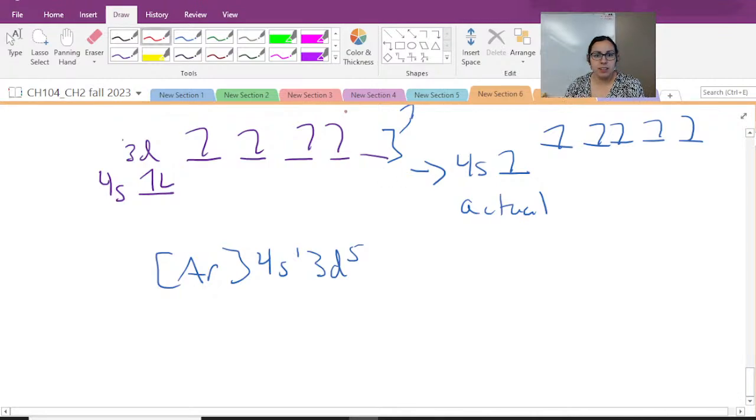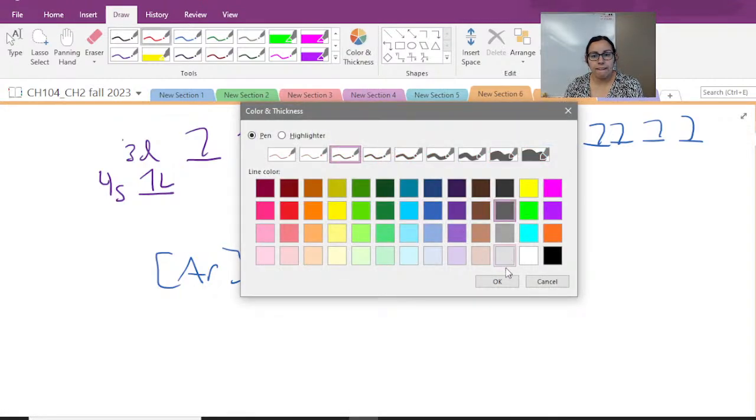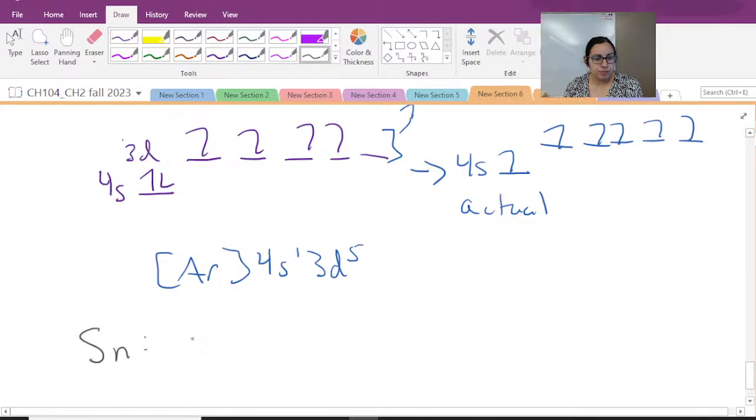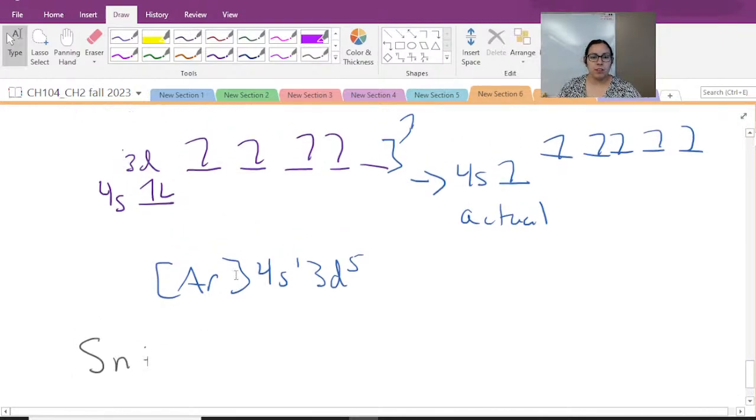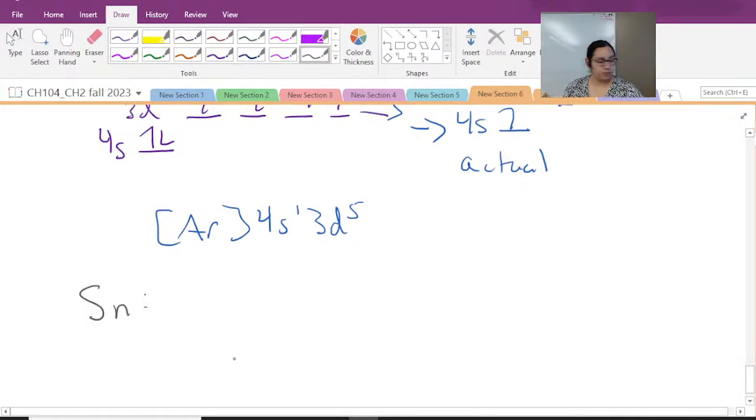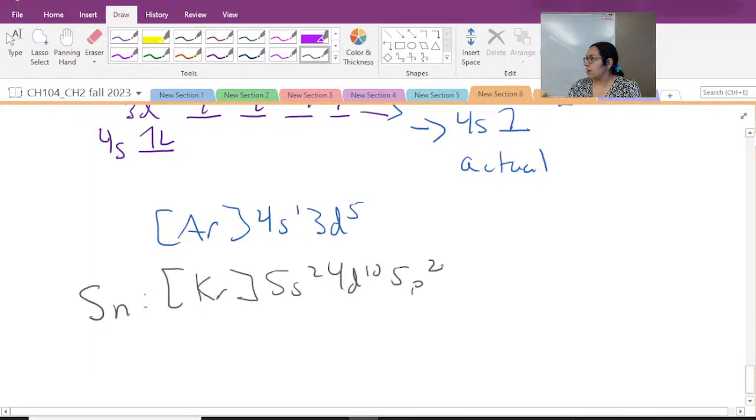Are you ready for 10? So what do we get for 10? Yeah. In brackets, krypton, and then 5s2, 4d10, and then 5p2. That sounds excellent. Is that what everybody got?